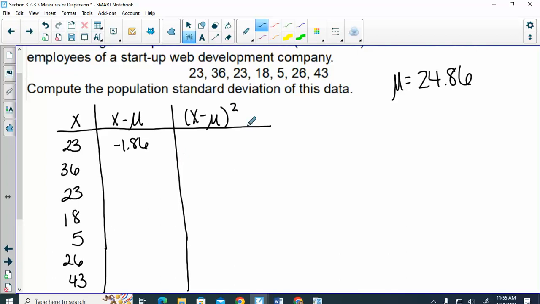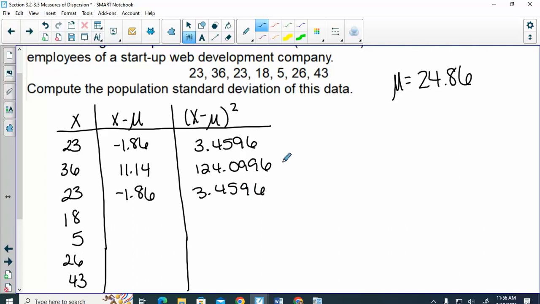And then you square that. So next one, 36 minus 24.86 is 11.14. Square it. Do you guys see where I'm getting these values? 23, I already did that. We got negative 1.86. 3.4596. 18 minus 24.86. Square that.